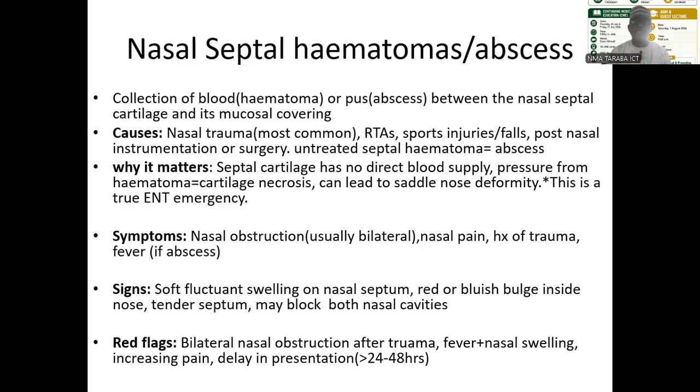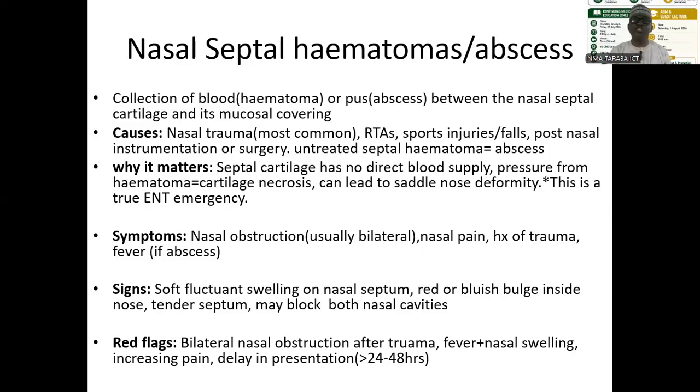Why it matters is that septal cartilage has no direct blood supply, as with the penile cartilage that I've mentioned. Because of this collection, pressure from the hematoma leads to cartilage necrosis, and this can lead to saddle nose deformity. This is a true ENT emergency because if the nose is deformed or saddled, we know what the nose means to every individual. Your facial appearance, your beauty, is in what the face presents. If the nose is deformed, it will affect your appearance generally, and we know the psychological impact of that.